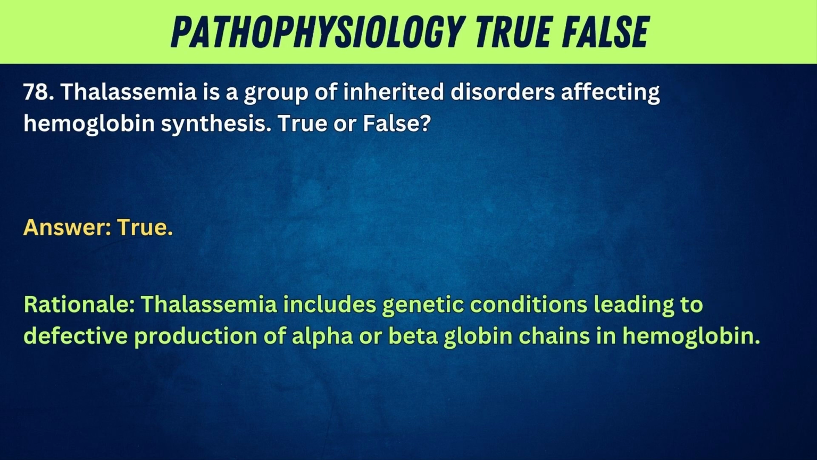78. Thalassemia is a group of inherited disorders affecting hemoglobin synthesis. True or false? Answer: true. Rationale: thalassemia includes genetic conditions leading to defective production of alpha or beta globin chains in hemoglobin.